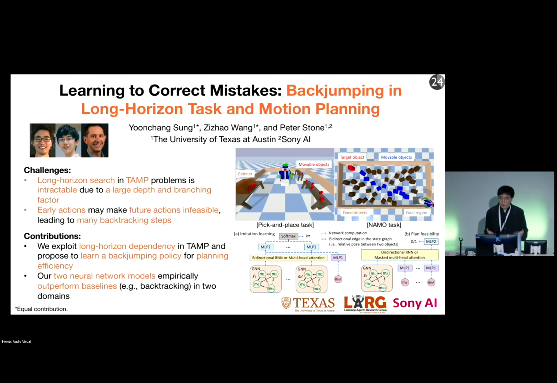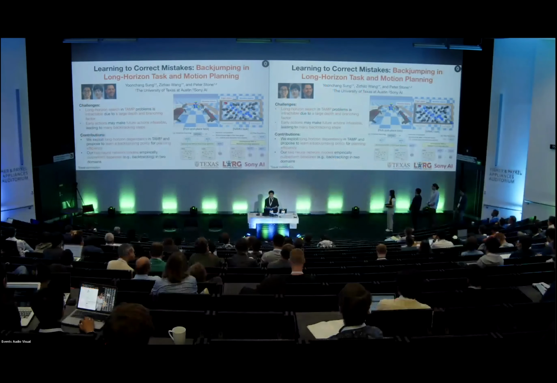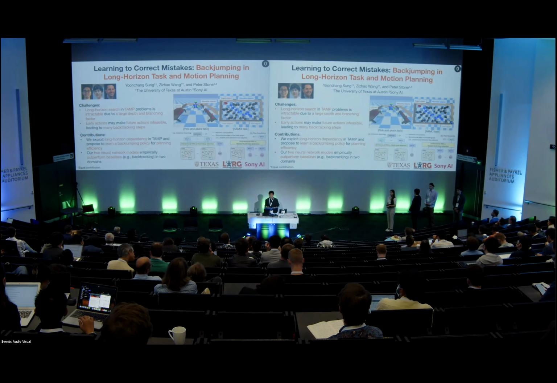So we exploit the long horizon dependency in task and motion planning formulation. And we propose to learn a data-driven backjumping heuristic policy to identify a culprit variable, or a culprit water bottle if you want, to improve the planning efficiency. In particular, we explore two learning-based models. One is the imitation learning-based model, and the second one is the counterfactual reasoning-based model. Both utilize the graph neural network to learn the geometry of the scene.